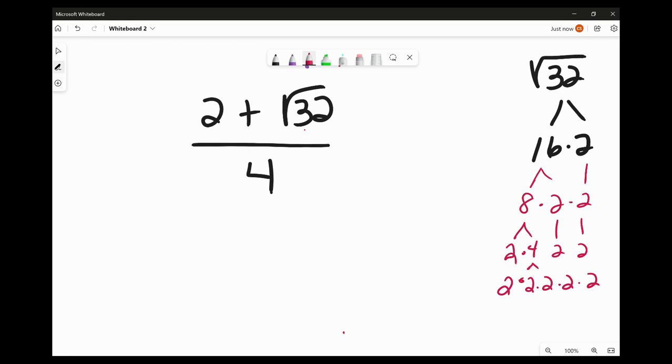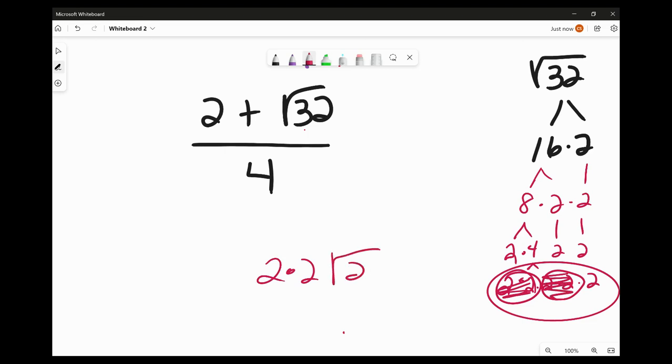All right, so now we have this. This is the prime factors of 32. And so what I'm going to look for is any partner groups. So if I look, I have a partner group of 2. So I bring one out, cancel those 2. Another partner group, bring one out, cancel those 2. One's left inside. When you bring more than one number out, just remember that it is multiplication out here. You're going to multiply those 2. So this would actually be equal to 4 times the square root of 2.